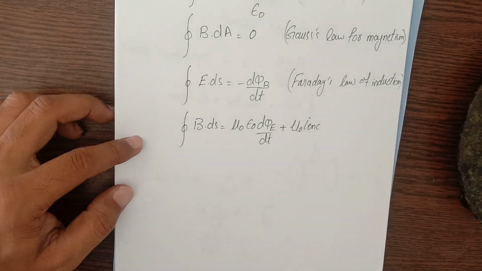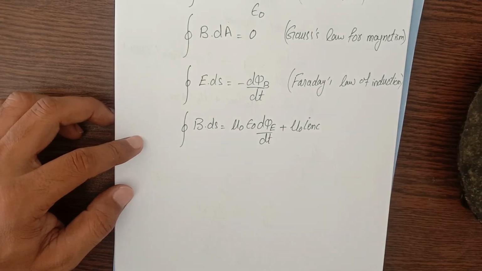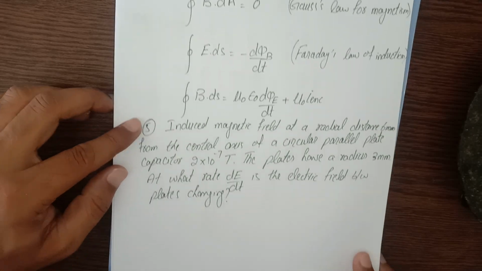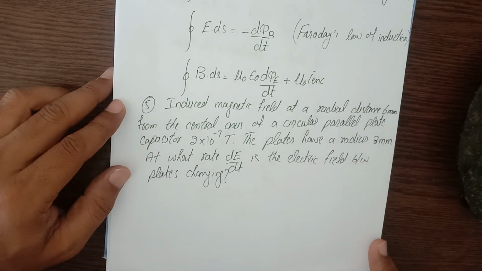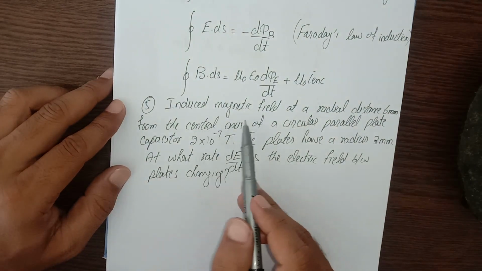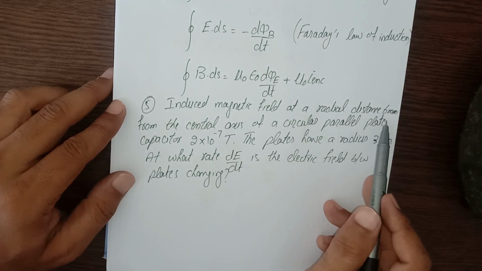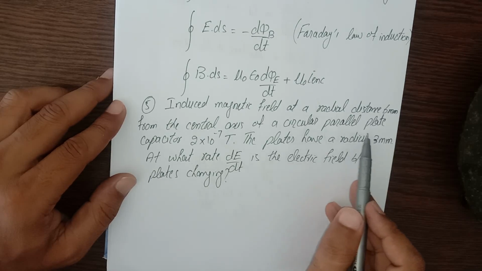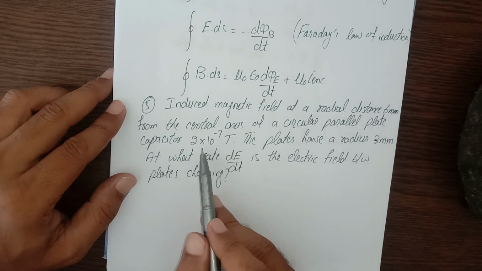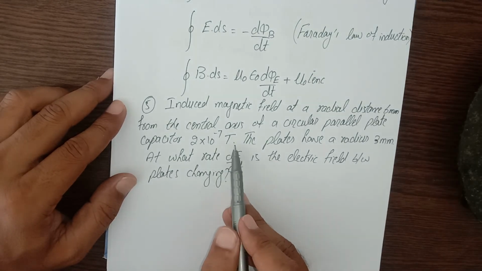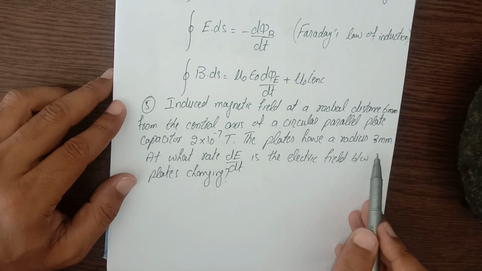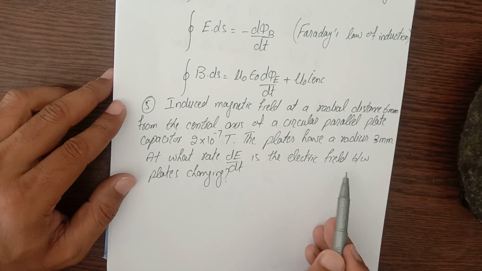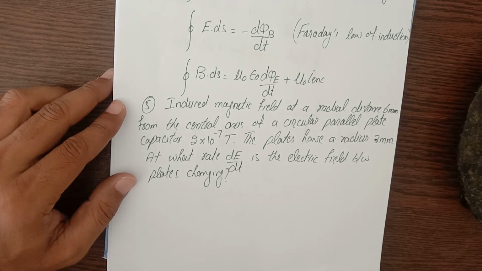Now let's do numericals related with today's discussion. In this numerical, the induced magnetic field at a radial distance of 6 mm from the central axis of a circular parallel plate capacitor is 2 into 10 raised to power minus 7 Tesla. The plates have a radius of 3 mm. At what rate dE by dt is the electric field between the plates changing?